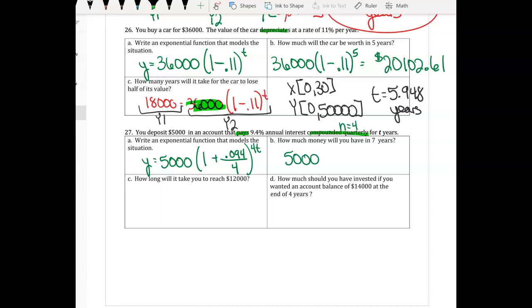So again, you have to write down what you're going to type in. And this is just on the regular screen of my calculator. And assuming I didn't type anything incorrectly, this is what I got. How long will it take you to reach 12,000?